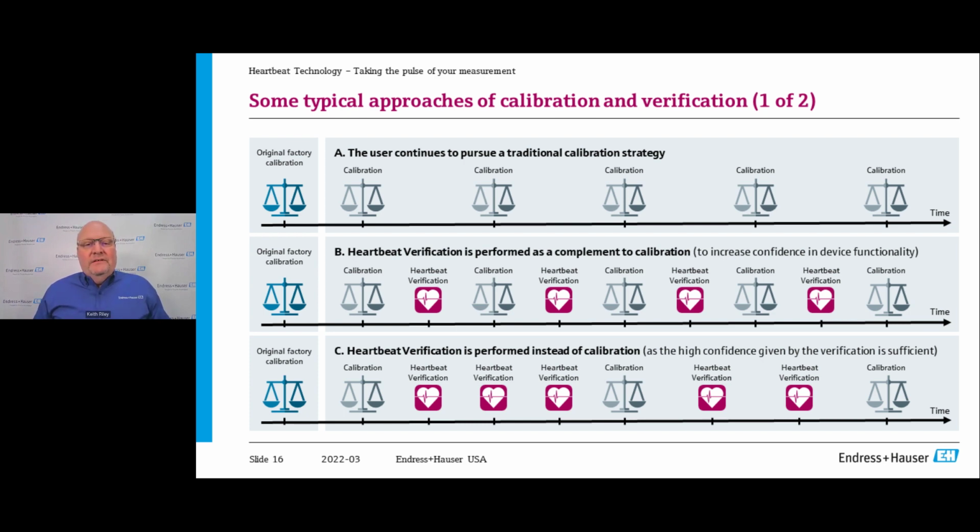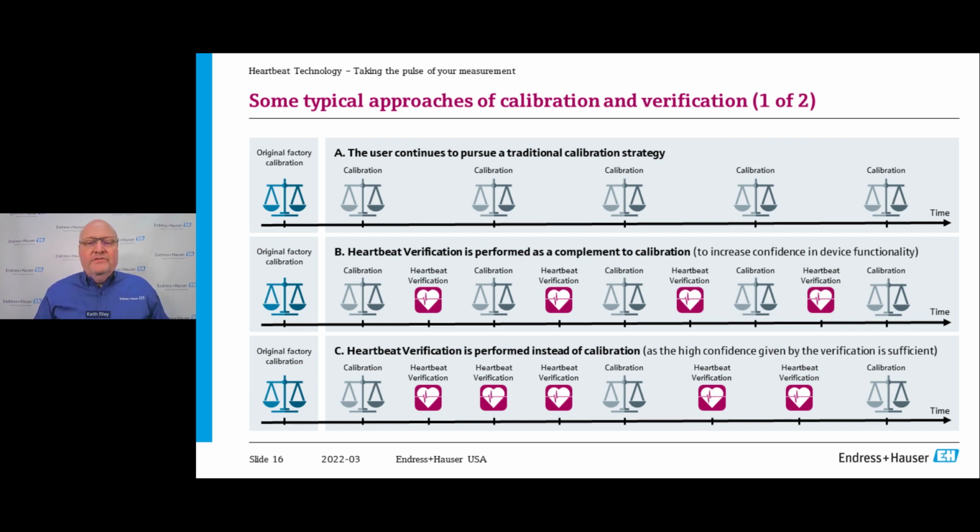Now let's get to the meat of it. The question is, okay, heartbeat verification sounds good, but why should I care? What can it actually do for me on a day-to-day basis? Let's look at your calibration cycles. What you're seeing right now is a typical calibration cycle that might go on. Let's assume the gaps you're seeing between there are every 12 months, which is a very typical time frame.